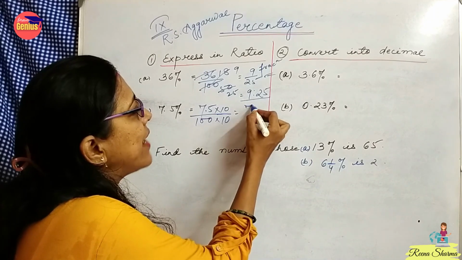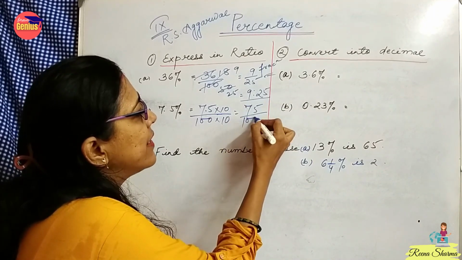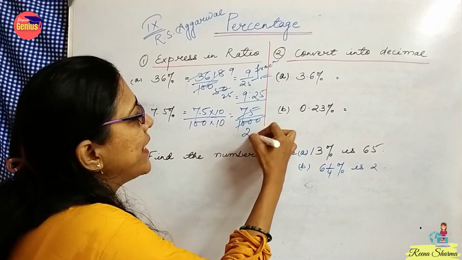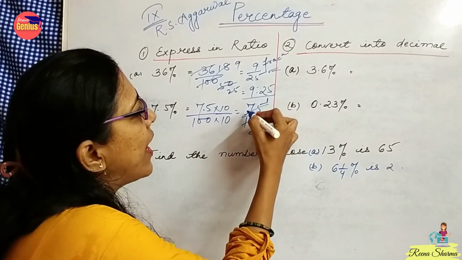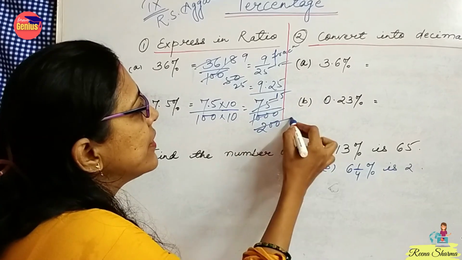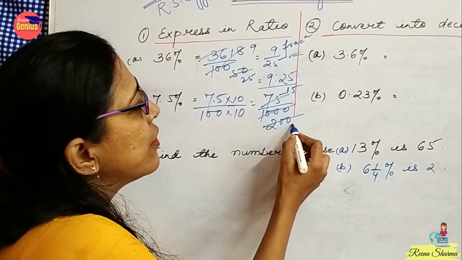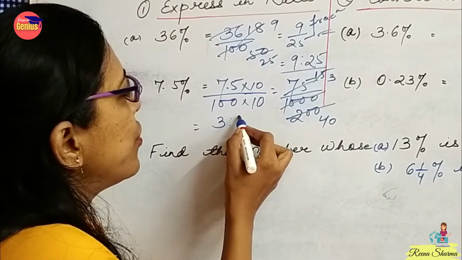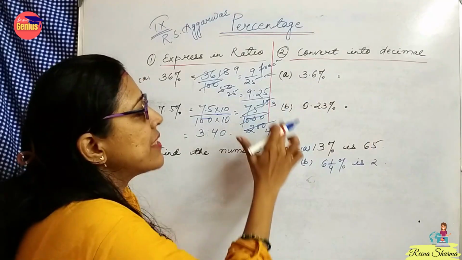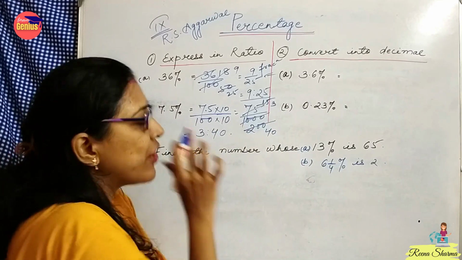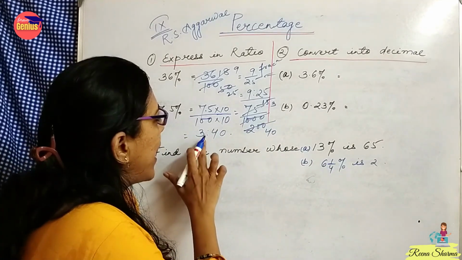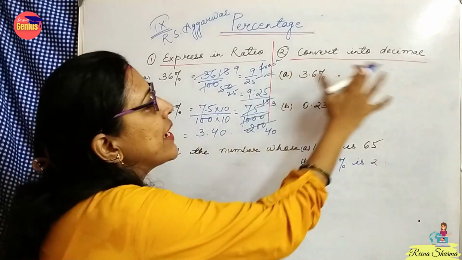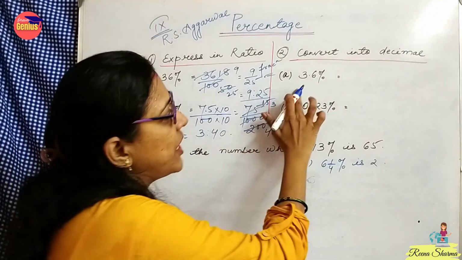Now this is coming as 75 by 1000. Now if I want, I can calculate it. This is 200, this is 1, 5. Now this is 40 and this is 3. This is equal to 3 is to 40. This is the fraction, but we cannot write it in fraction. We have to write it in this format. This is the ratio.